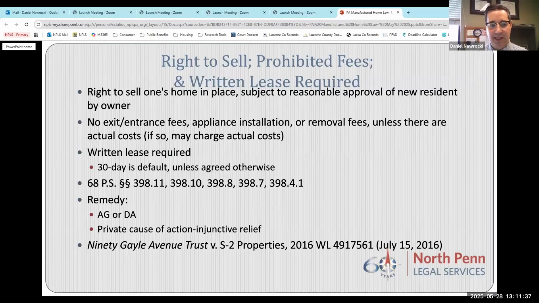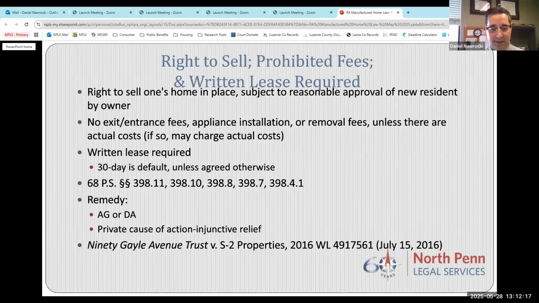But the MHCRA also says that a manufactured home community owner can't unreasonably withhold permission for anyone to reside in the park. They're also not allowed to charge any entrance or exit fees unless the owner has those as actual costs. Cici already talked about the written lease requirement. And when we were preparing the presentation, we were discussing what remedies my client has if that's the case.